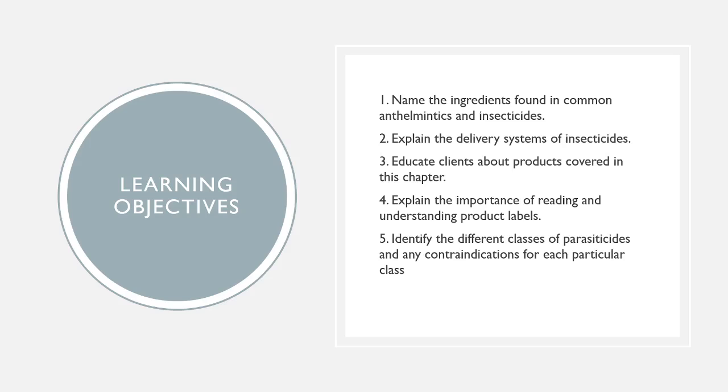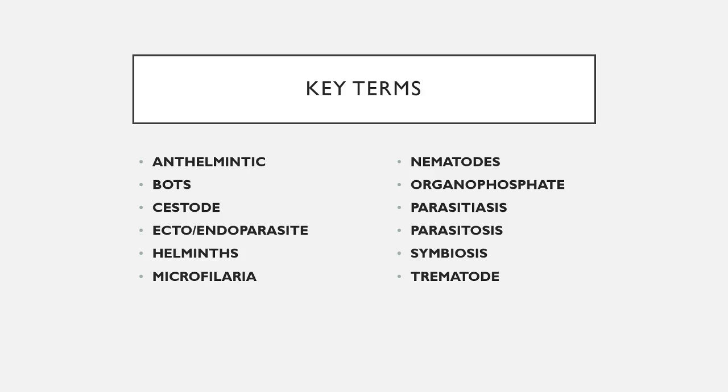But if we know the ingredients that are found in common anthelmintics and insecticides, it's going to help us to understand what the product does and understand the product labels so that we can identify these different classes and understand the contraindications for each class.